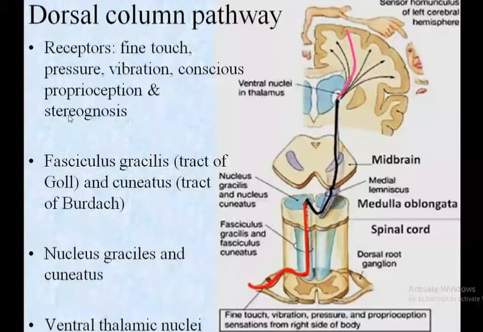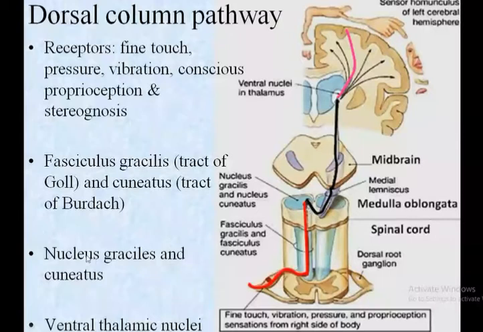The peripheral process of the first order neuron carries this sensation, and the central process ascends up in the form of fasciculus gracilis, which is also known as tract of Goll, and fasciculus cuneatus, which is also known as tract of Burdach. Here the central process of the first order neuron itself forms the fasciculus gracilis and fasciculus cuneatus. This central process finally relays within the nuclei of the second order neuron, present at the upper end of the medulla oblongata, which are nucleus gracilis and nucleus cuneatus. Fasciculus gracilis relays into nucleus gracilis, fasciculus cuneatus relays into nucleus cuneatus. Okay, this is about the first order neuron.